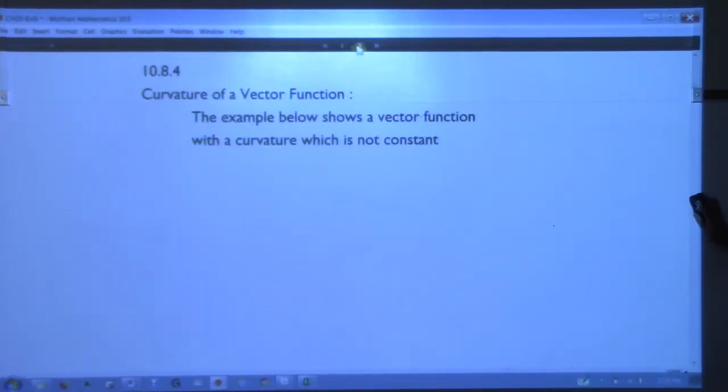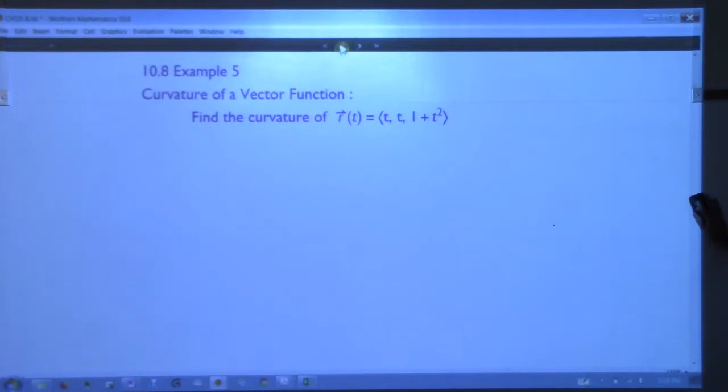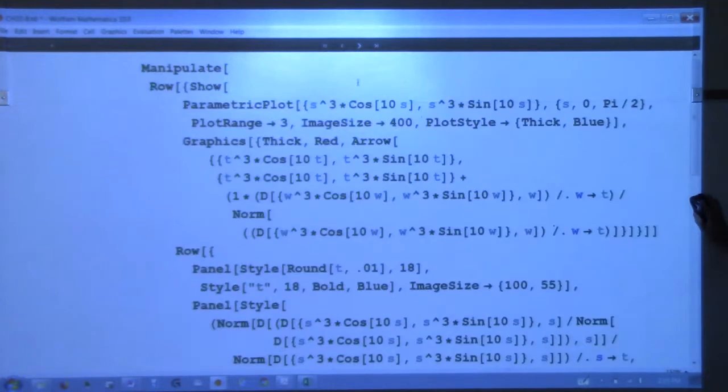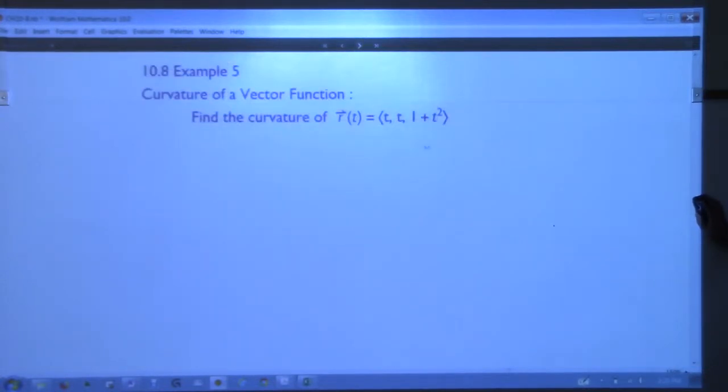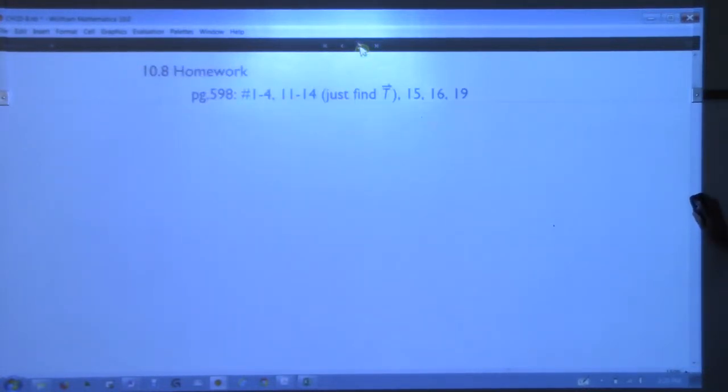Now, what function was that? Oh, I didn't put it up here. Oh, here it is. It's this right here. It's basically t cubed cosine 10t, t cubed sine 10t. But that was just to illustrate an example. Let me see where we are here.